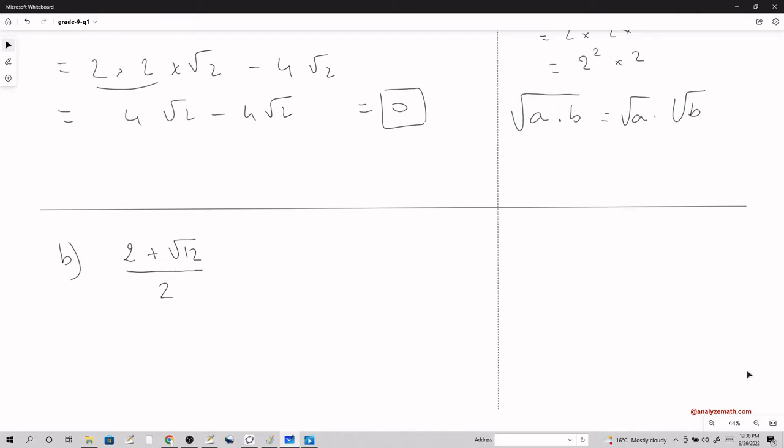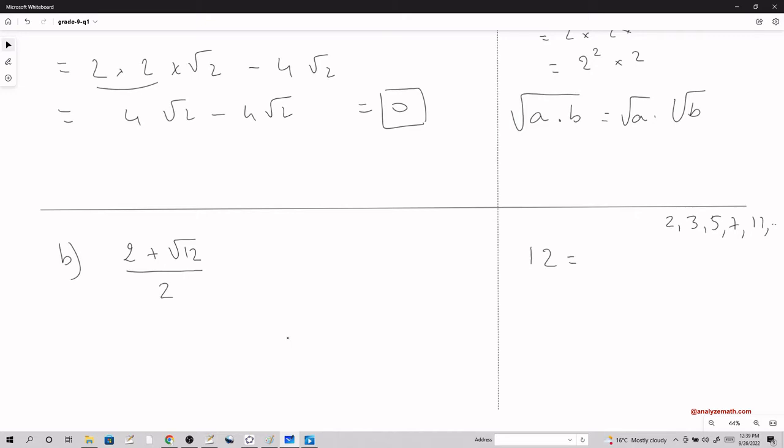Now let's go to the question in part B, which is 2 plus square root of 12, over 2. When we look at it as it is, there isn't much to simplify, unless we change the square root of 12. So the 12, let's write it as a product of prime numbers. You remember prime numbers, 2, 3, 5, 7, 11, and so on. These are numbers that have only 1 and itself as a factor.